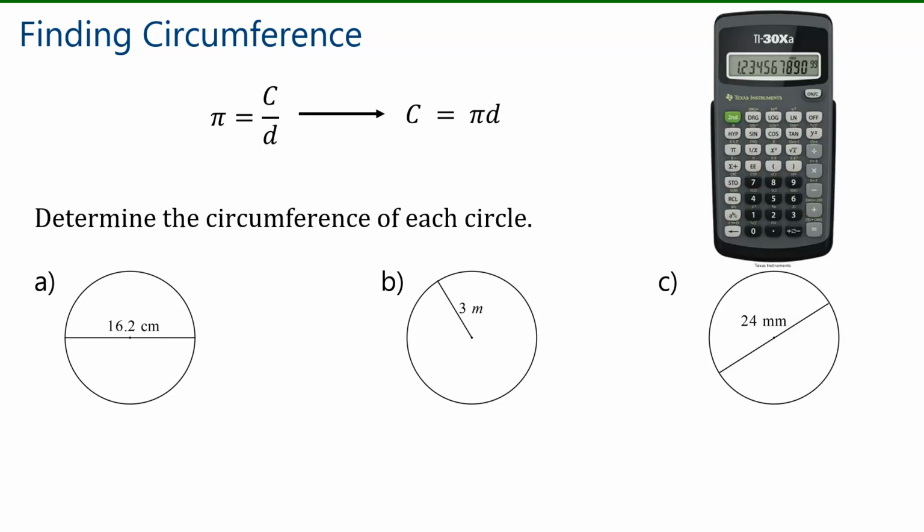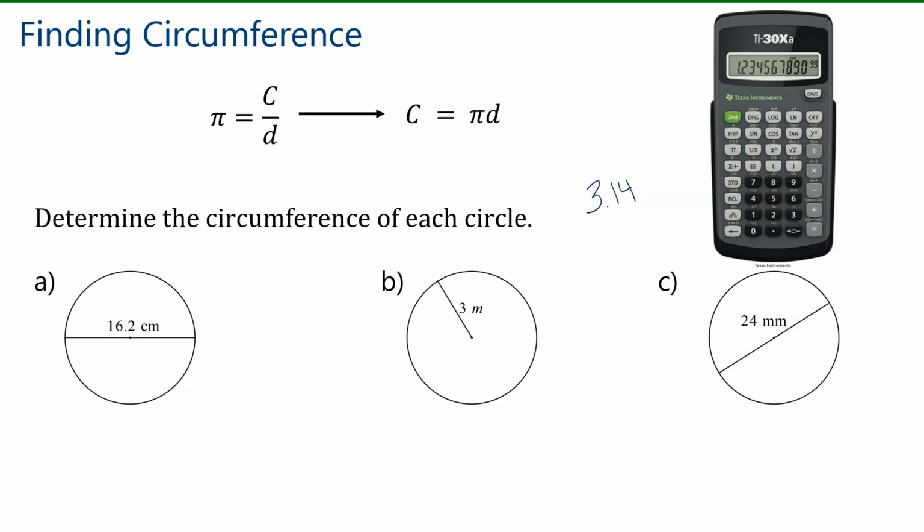Now most scientific calculators have a pi button on them. So on this calculator, you can see it's here. Now if you don't have a scientific calculator with this button, you can use a value of 3.14 for pi instead. So now let's calculate the circumference.